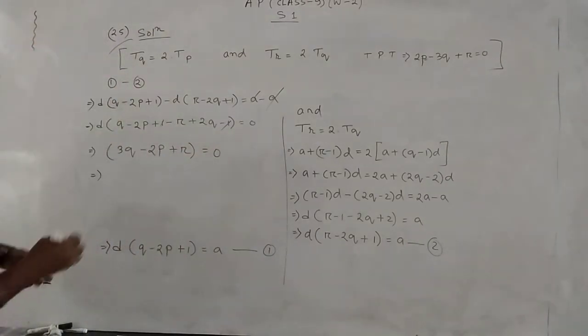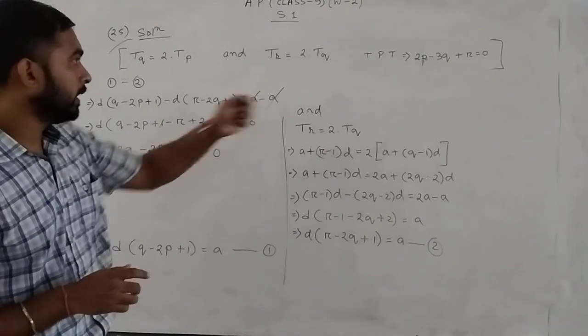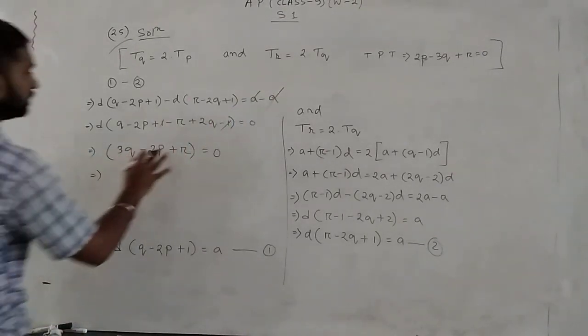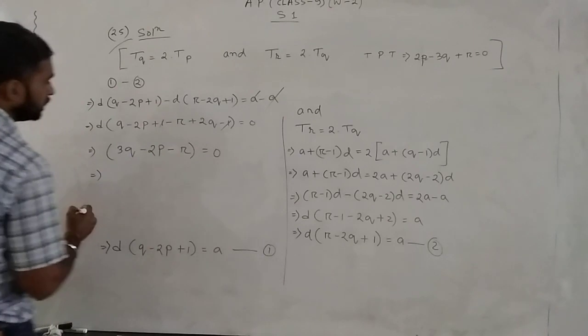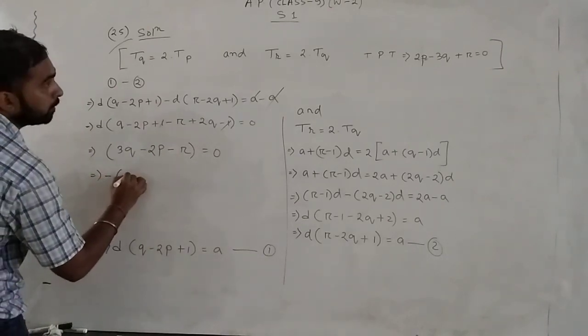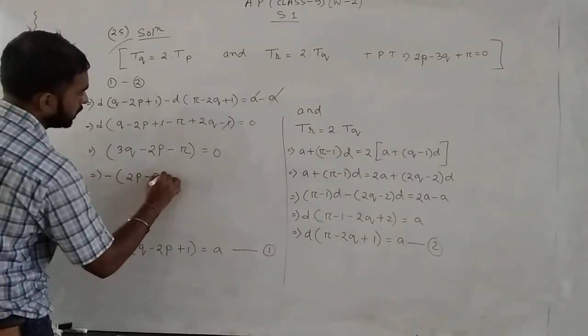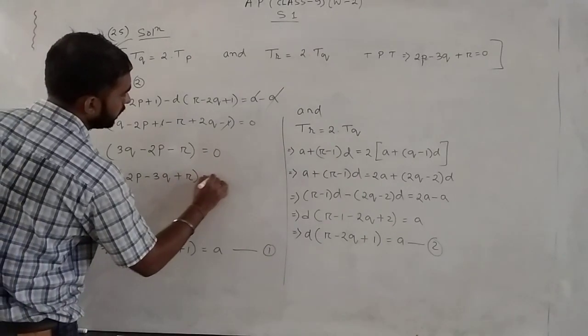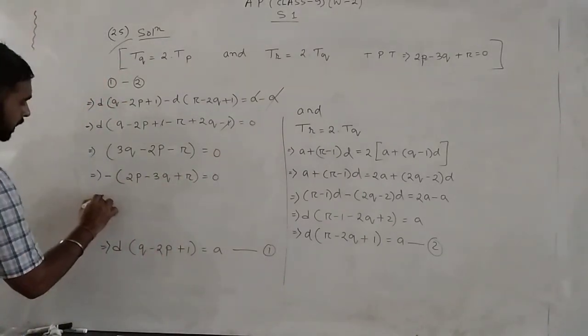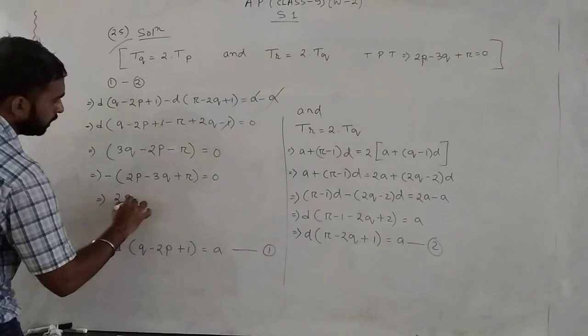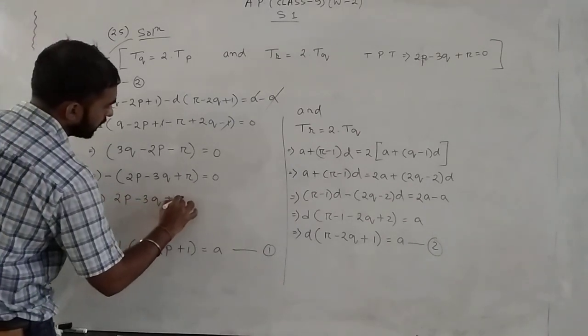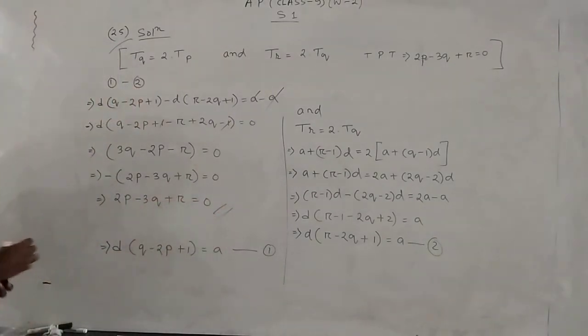Now see, there is one other form in the question: prove that 2p minus 3q plus r. So that is minus of it. Again, if minus is common, it becomes twice p minus 3q plus r equal 0. This is what we have to prove: twice p minus 3q plus r is equal to 0. Got it?